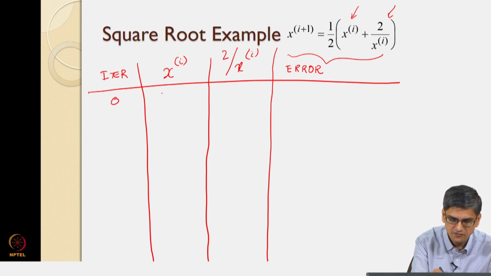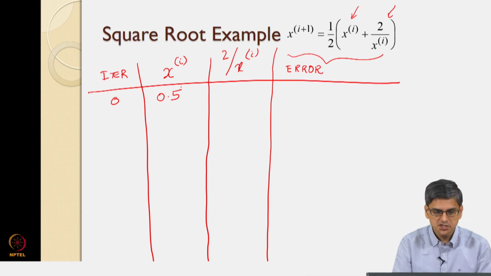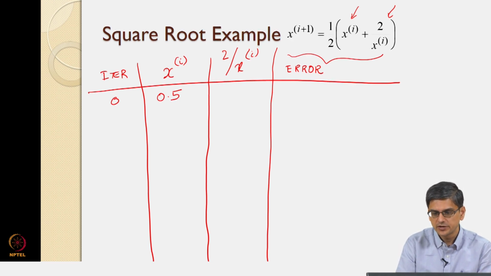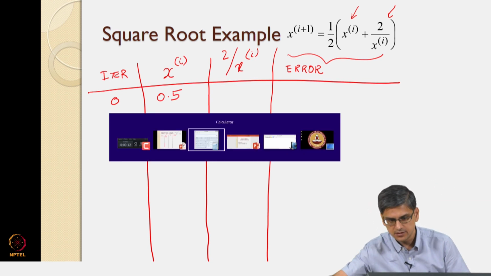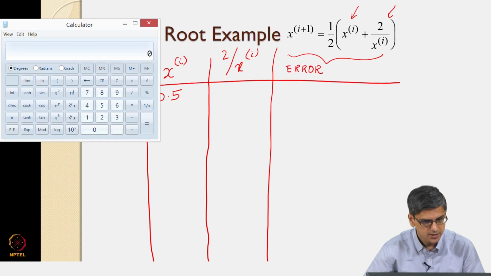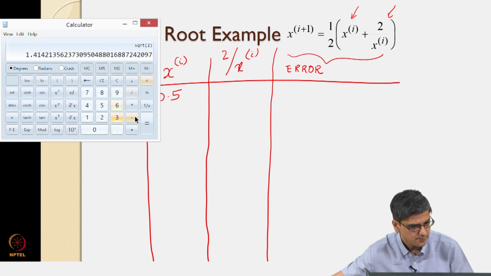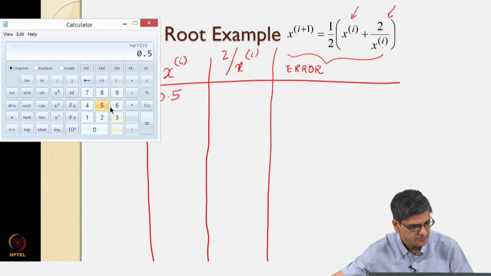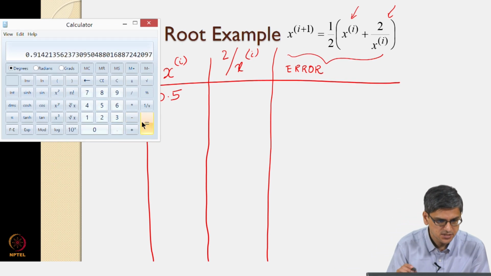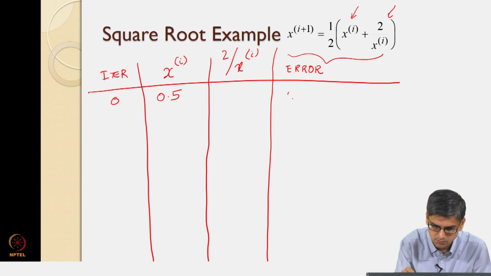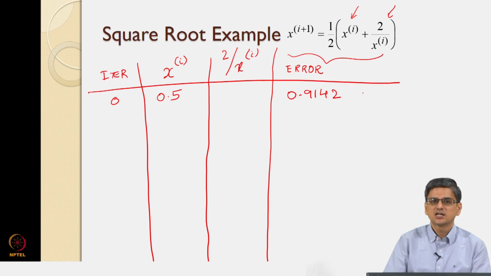At iteration 0, the value of x i is 0.5. So initially we have the guess x i equal to 0.5. And what is the error? Let us use a calculator. The error is going to be square root of 2 minus 0.5, and the error is 0.9142. So these are the initial conditions.